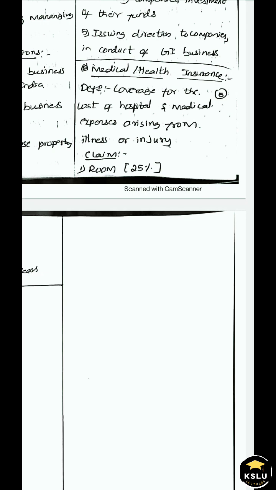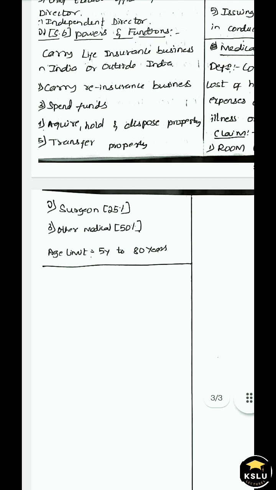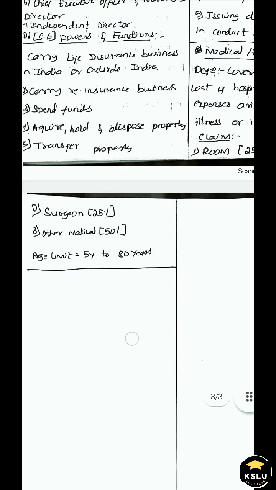So what is the claim? How do we get the claim in this? For the room charges, if you have been admitted and taken a room, you get 25% of the total claim. Then for the surgeon, after admitting to the room, if the surgeon operates on you, the insured will get the remaining 25% of the claim. So total 50% for room plus surgeon. And for other medical expenses, the insured will get the remaining 50%. The other medical expenses may be the medicine fees or blood testing, anesthesia, etc. For that, the insured will get 50% of the claim.